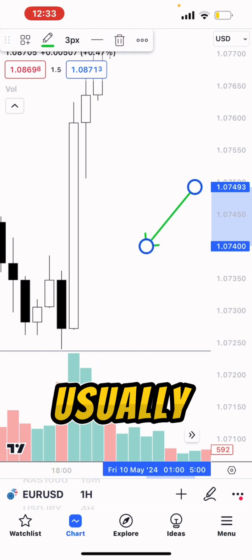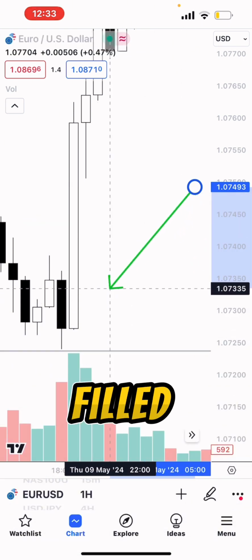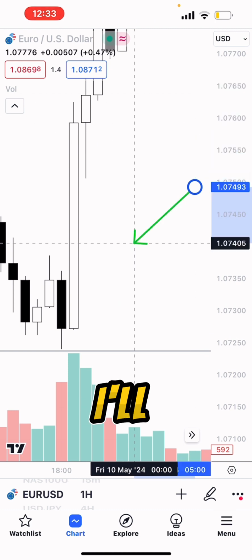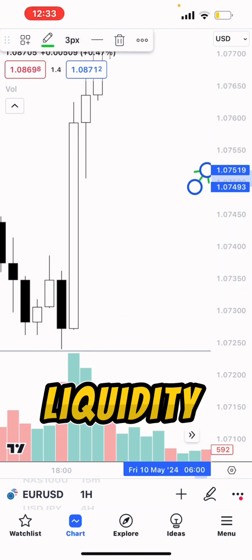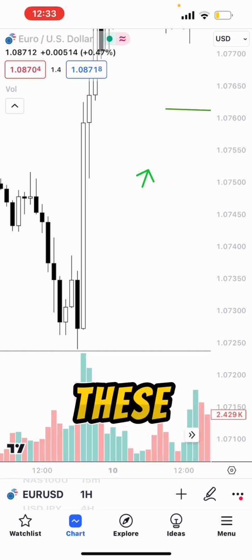The order blocks usually get filled, about 50% of them. I'm not going to go into that today, but they usually get filled about 50%. I'll enter, and I'll target the next liquidity, whether it's like a double top or double bottom. And yeah, guys, I trade these and gaps.